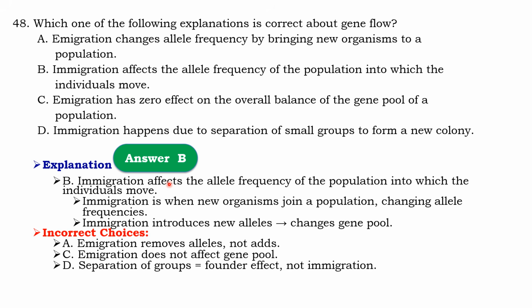It means that immigration is when new organisms join a population and change the allele frequency. So immigration introduces new alleles and changes the gene pool. And also looking at the choices: option A, immigration does not reduce allele frequency, it adds. Option C, immigration does affect the gene pool. Option D, separation of groups is the founder effect, not immigration. So the answer should be B.